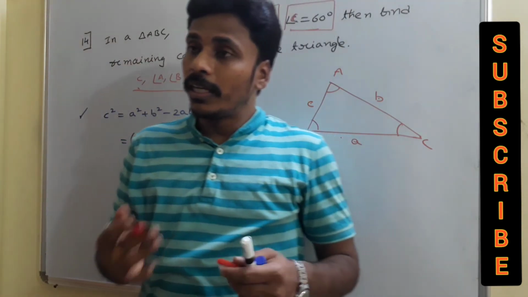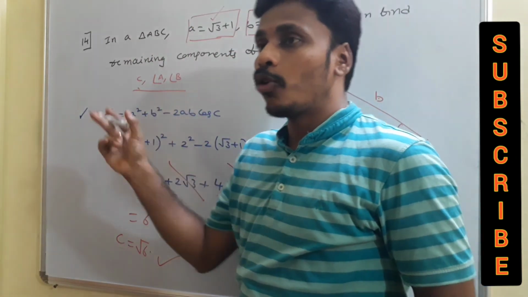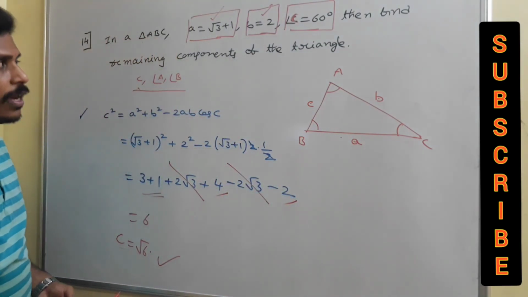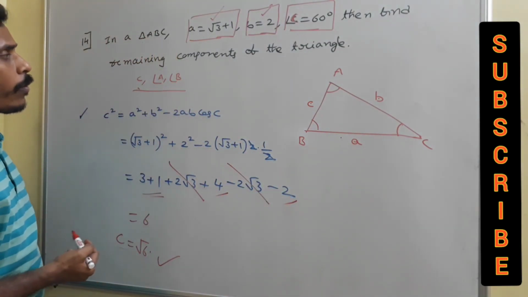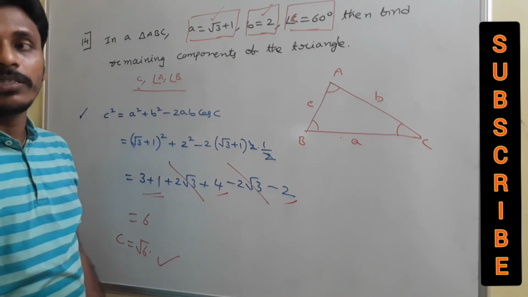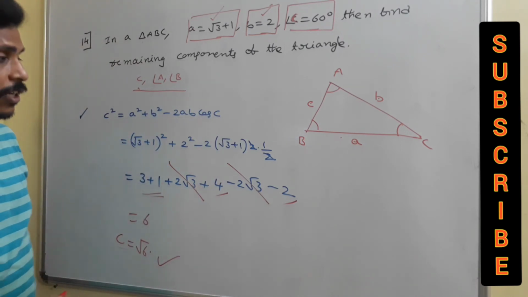Now 3 sides we have. We need to find the other 2 angles, and to find angle A and B, you just go with the sine rule. What is the sine rule? a by sine A is equal to b by sine B is equal to c by sine C. If you go in such a manner, you will get the other 2 angles.